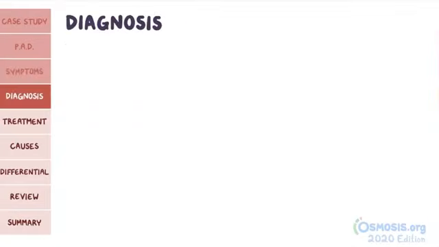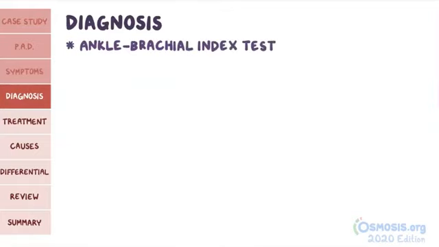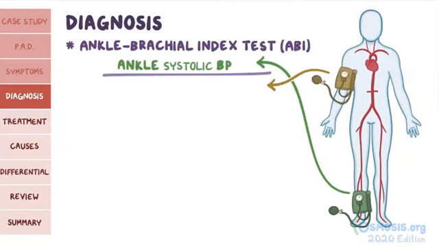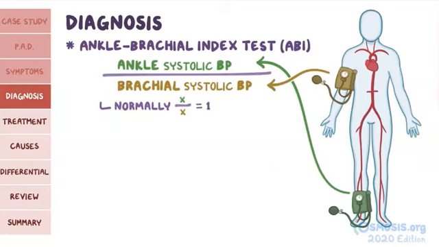For diagnosis, when there's suspicion of peripheral artery disease, an ankle brachial index test, or ABI, is performed. ABI is the ratio of ankle systolic blood pressure to brachial systolic blood pressure. Normally, both pressures should be equal, and so the ratio should be equal to 1.